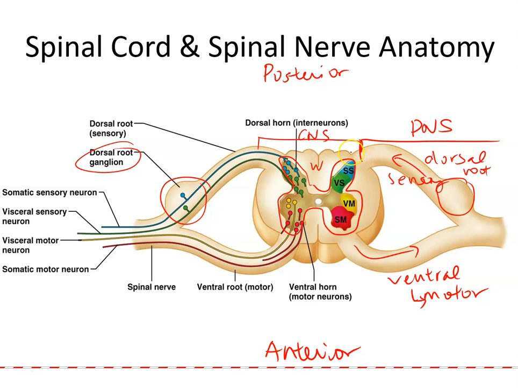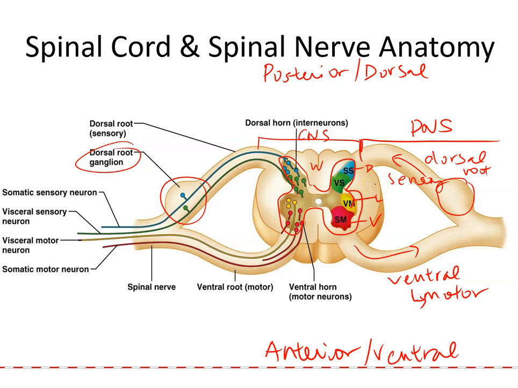There are ventral horns, there are lateral horns, and there are dorsal horns. So we know that back here, posterior is dorsal, and this is the dorsal region. Down here, this is anterior, otherwise known as ventral, and that is the ventral region. This piece that sticks out right here, that is lateral.